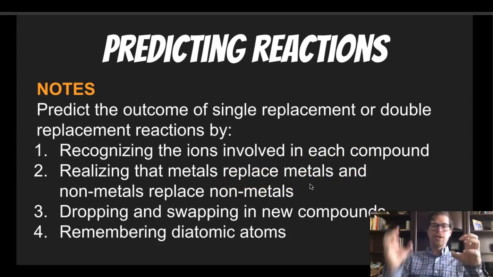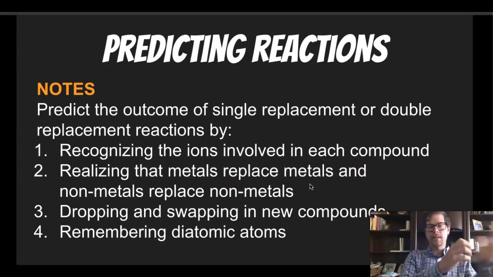A metal is going to jump in the place of another metal and take away that ionic bond it had with a non-metal. We're going to make new compounds with a little drop and swap action, which we've done plenty of times before. And then we're going to learn about something called diatomic atoms. It's actually very simple. It's just that when certain elements hang out by themselves, they can't hang out solo. They got to hang out with the twinsy.